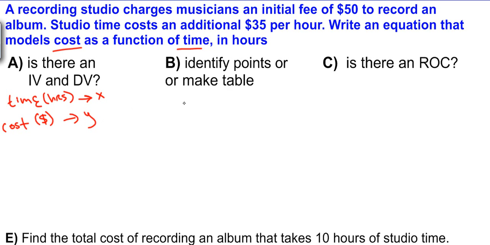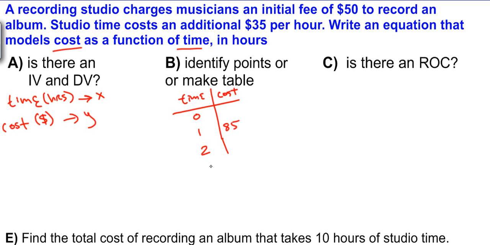Now it says identify any points or make a table. Well, if my table is time and cost, maybe I know what the cost is for 0 hours, maybe for 1 hour, 2 hours. I only need 2 of them. Well, what would be the cost for 1 hour? The initial fee is $50 plus $35 per hour. So if I go 1 hour, that's $85.